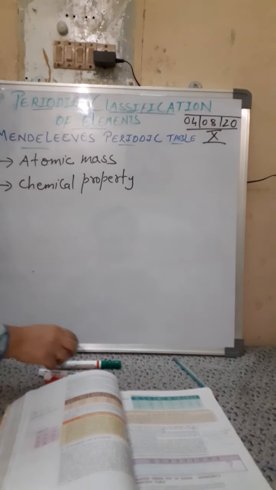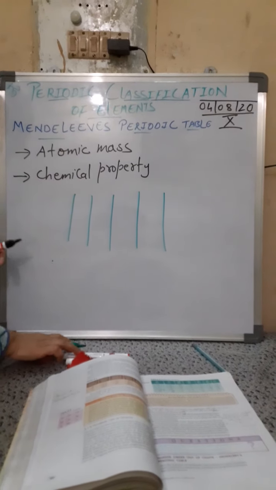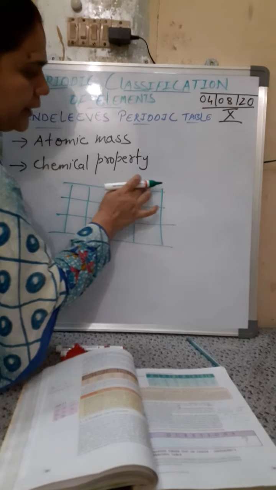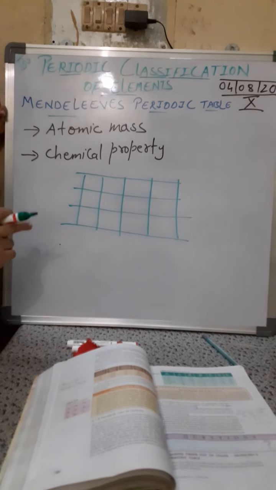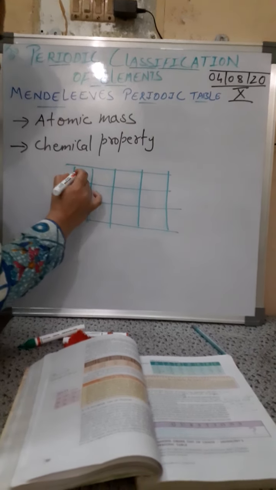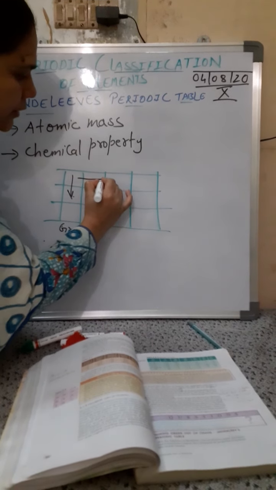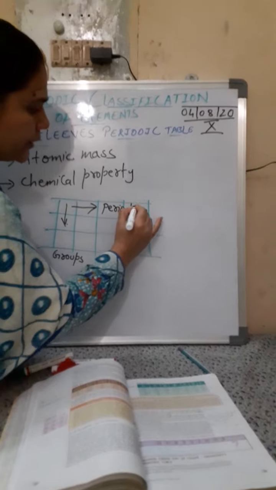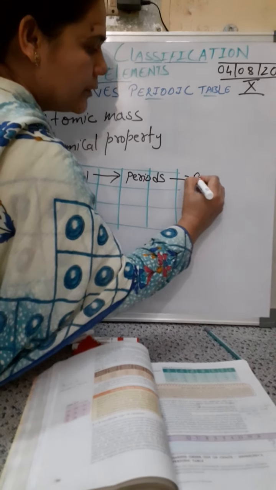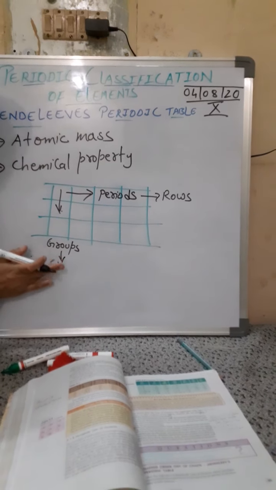Now how did he construct the table? He constructed his table into vertical columns and horizontal rows. Like Newland, he also constructed columns and rows. But in his periodic table, he called these vertical columns groups. What did he call them? Groups. And the horizontal rows, he called periods. So now he coined two terms: one was groups and the other was periods. Periods were the horizontal rows, and groups were vertical columns.